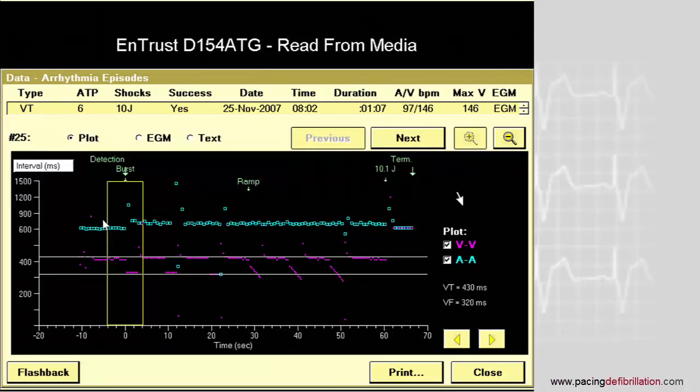On the plot, you can see that initially there is a ventricular tachycardia with dissociation between the ventricles and the atria. You can see also the progressive aggressiveness of the therapies: the first burst, second burst, third burst, then a ramp, a second ramp, and a third ramp, with every time an additional beat. All these ATP sequences are inefficient, so the next therapy is an electric shock, a 10 joule shock. It is delivered, and you can see here the return to sinus rhythm.